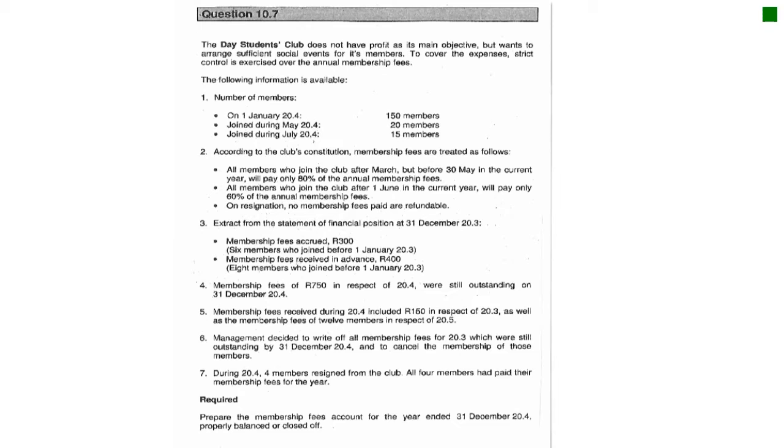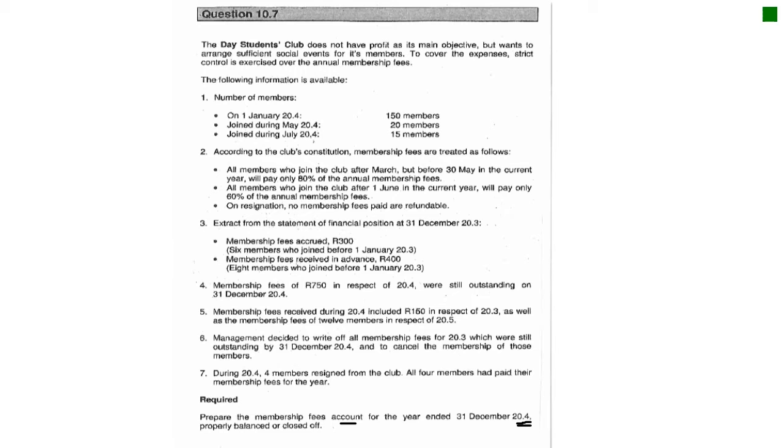So in this question we have to do the membership fees account for the year ended 31st December 2004, and the account must be properly balanced or closed off. We're dealing with the Day Students Club, and they have annual membership fees. They give us the following information on the 1st of January 2004. Remember, we're busy with the year ending 31st December 2004.